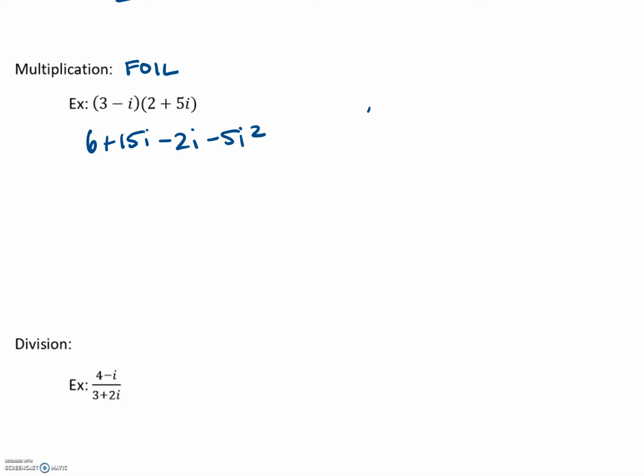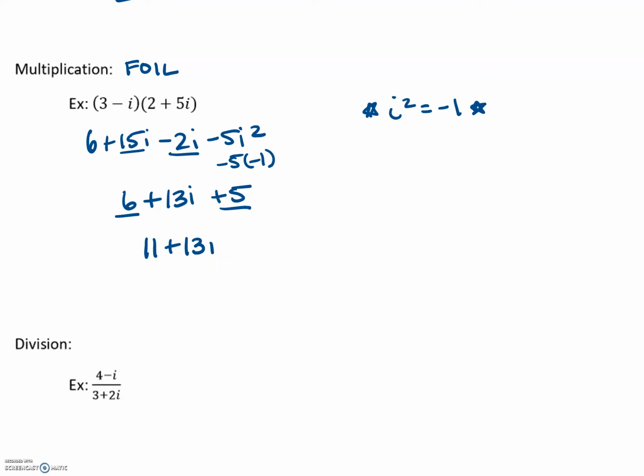Now remember from the top, what did I say i squared equals? i squared equals -1. So if I replace this i squared with the -1, I'm going to get -5 times -1, which actually turns to a +5. Now if I go ahead and combine my i's, I'm going to get a 13i, and then I still have that 6 out in front. So if I combine like terms, 6 plus 5 gives me 11. So my final answer will be 11 plus 13i.